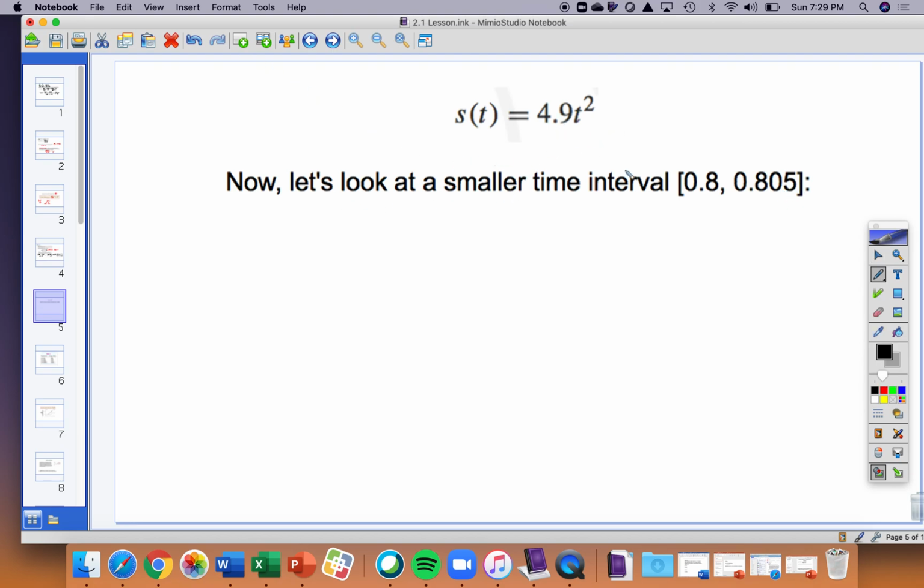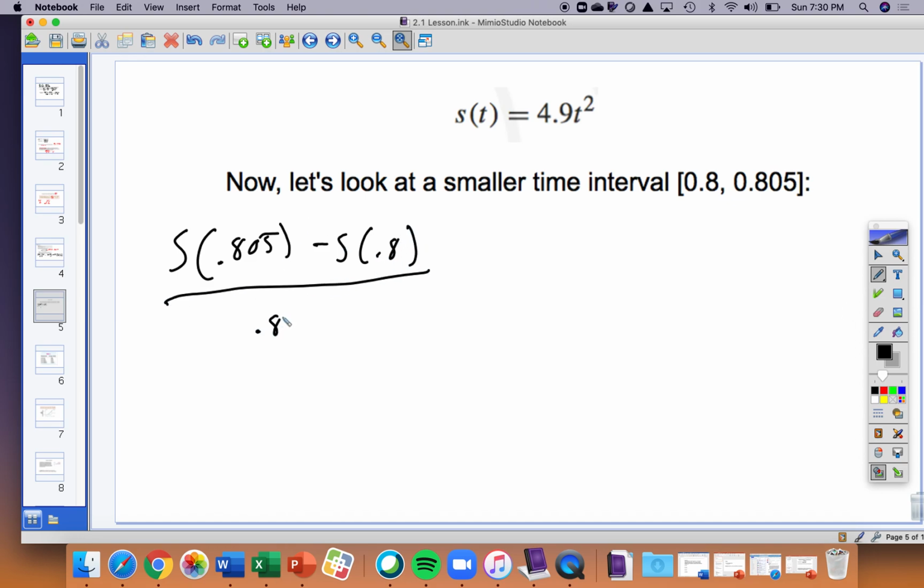We're going to find the average velocity over this time interval, and see if we can use that to estimate the instantaneous velocity, because we can't find the instantaneous velocity directly since the denominator cannot be 0. So again, I'm going to do s of 0.805 minus s of 0.8, divided by 0.805 minus 0.8. I'm going to take these values and input them into my function, and when I do that, you're going to get some long decimals.